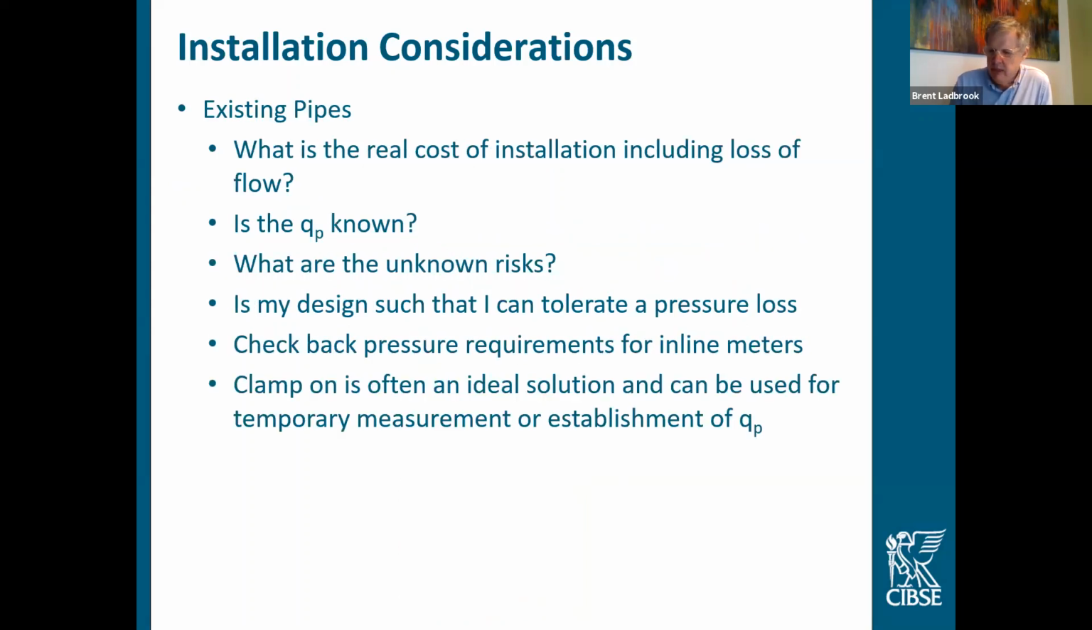Often mag flows will say 5 diameters upstream or whatever. Make sure that you build them a plant room that they can install the meter you've specified in. Okay, for existing pipes, what's the real cost of installation, including loss of flow?